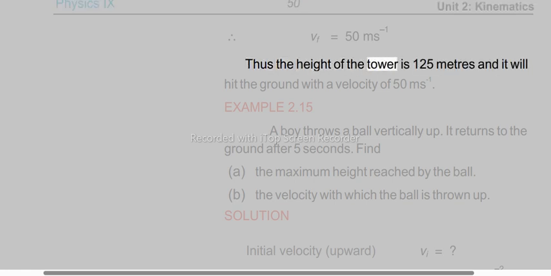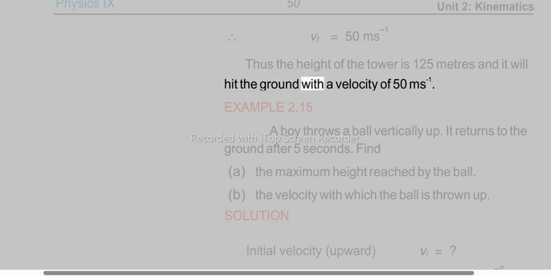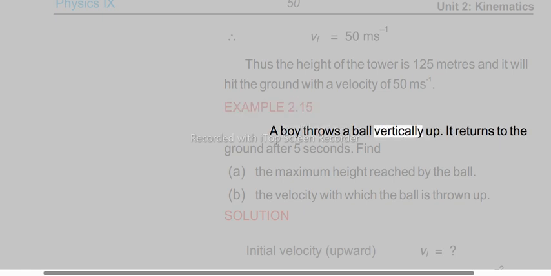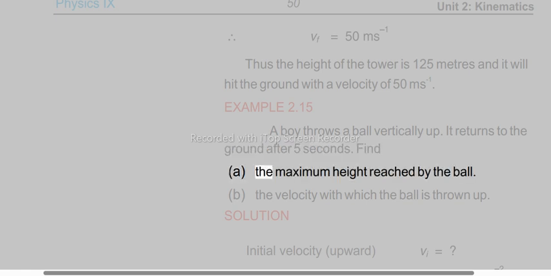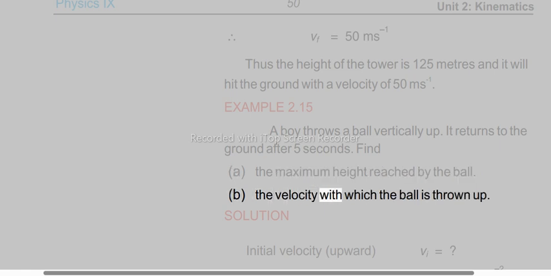Thus the height of the tower is 125 meters and it will hit the ground with a velocity of 50 m/s. Example 2.15. A boy throws a ball vertically up. It returns to the ground after 5 seconds. Find A. The maximum height reached by the ball. B. The velocity with which the ball is thrown up. Solution.